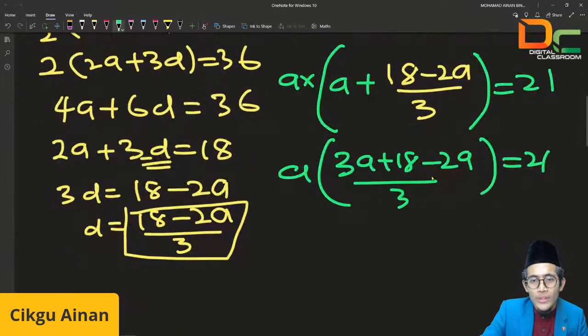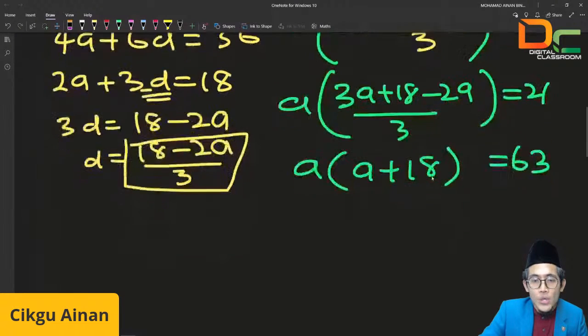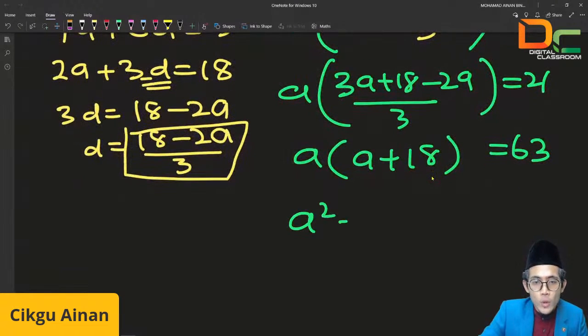Now we can get rid of the 3. Multiply everything, right hand side and left hand side, by 3. So we get 63. And then A multiply inside. So 3A squared. Oh, we can solve this. 3A minus 2A is A. A plus 18. This one we can expand. So A squared plus 18A minus 63 equals 0.